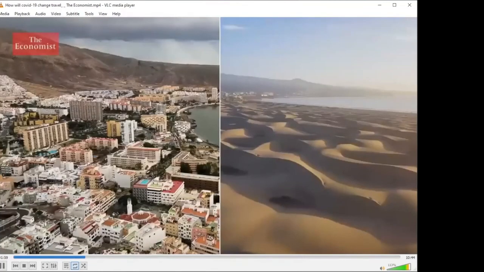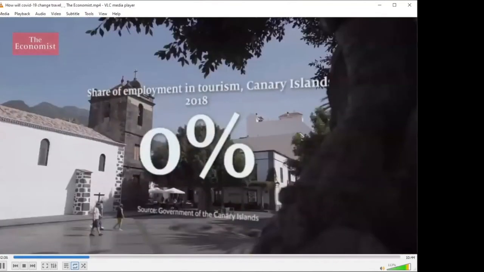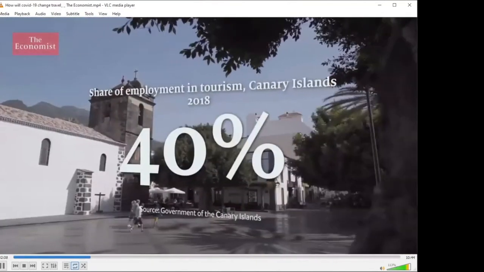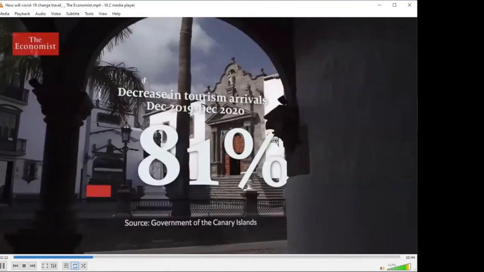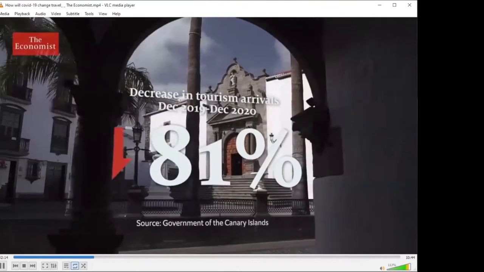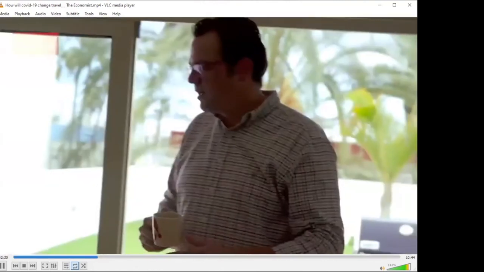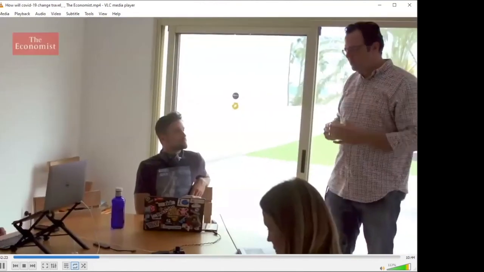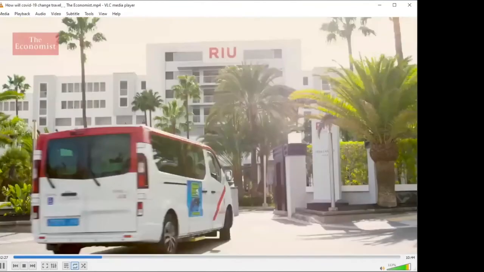Outlook is bleaker for those offering more traditional accommodations such as hotels and resorts. Tourism accounts for 40% of jobs on the islands, but the number of visitors in December was 81% lower than the year before. In the past few months, Nacho has helped hotel owners fill their empty rooms with remote workers, and even the regional government is coming to him for advice on how to get more people to the islands.